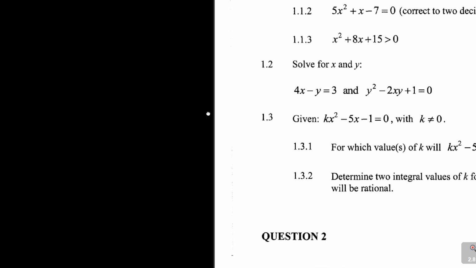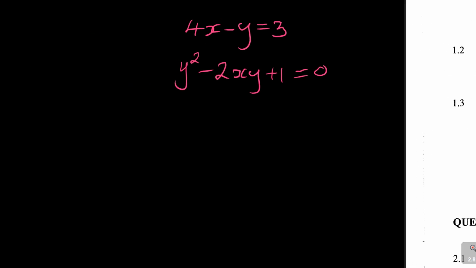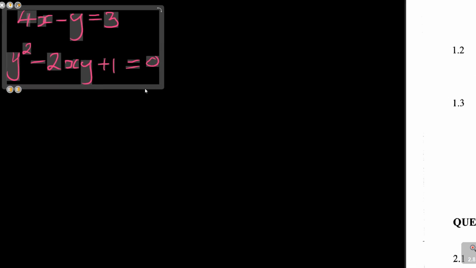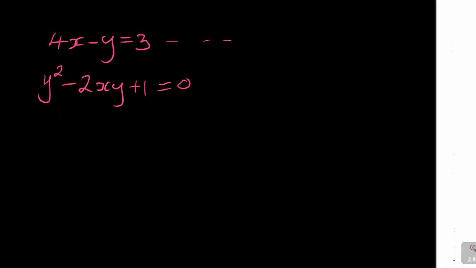Now 1.2, let's move on to the simultaneous equation. Here, what does it say? It says 4x minus y is equal to 3, and y squared minus 2xy plus 1 is equal to 0. So guys, you are given this. Remember, you are supposed to solve for x and y. This is a simultaneous equation. Look for the easier one. This is equation 1. This is equation 2.